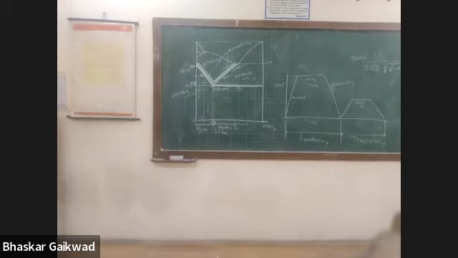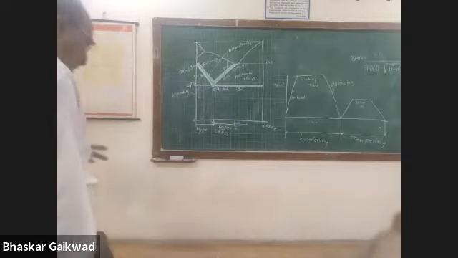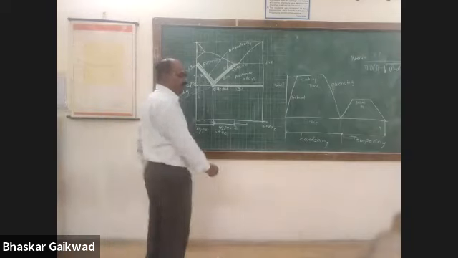Annealing temperature for hypo above A3, for hyper above A1. Normalizing temperature for hypo above the annealing temperature. Normalizing temperature for hyper around 50 degrees above the ACM line. Soaking time 1 inch, 1 hour. Annealing furnace cooling, normalizing air cooling. Okay, any doubts? Annealing, normalizing.